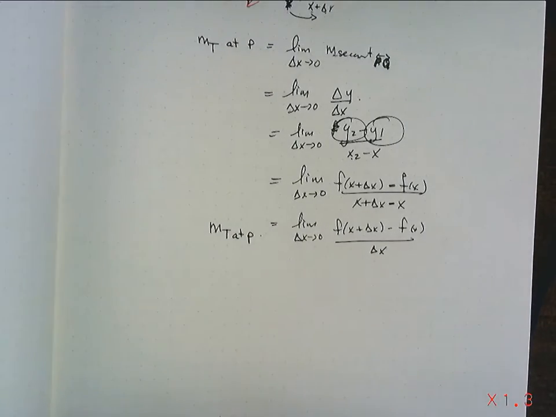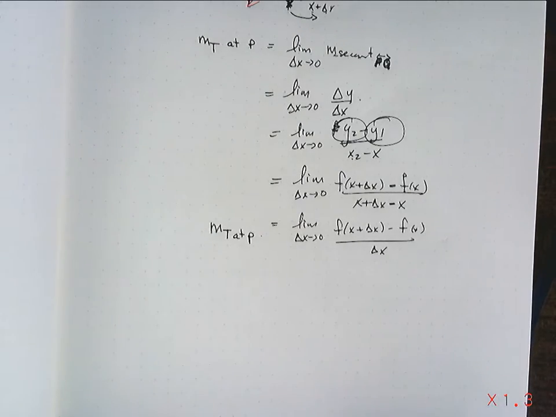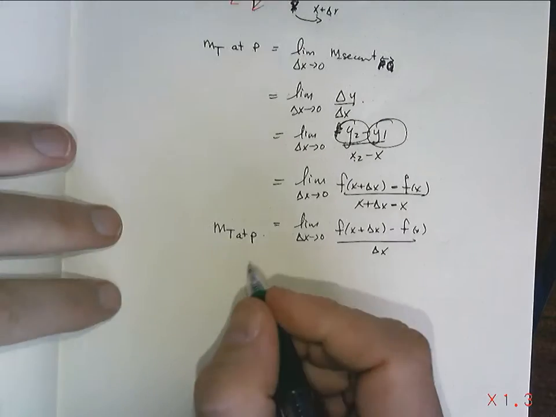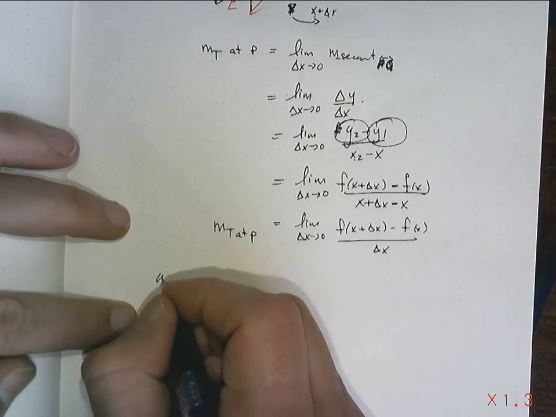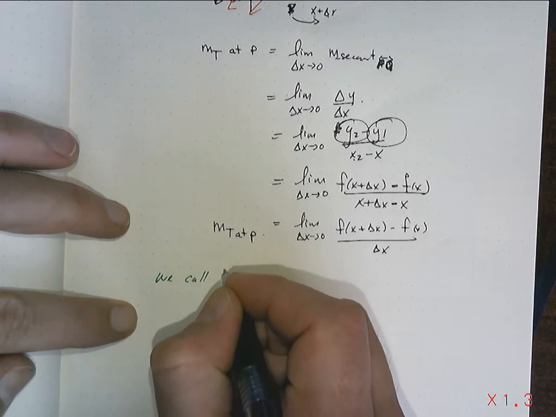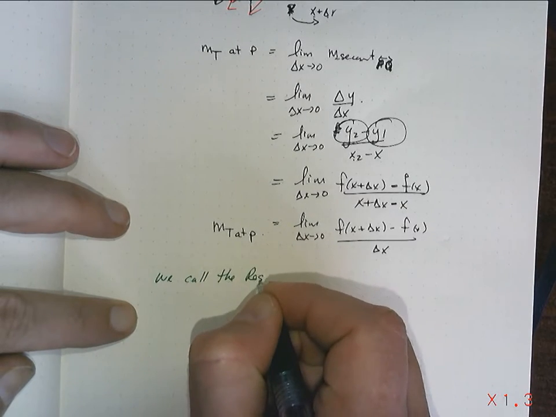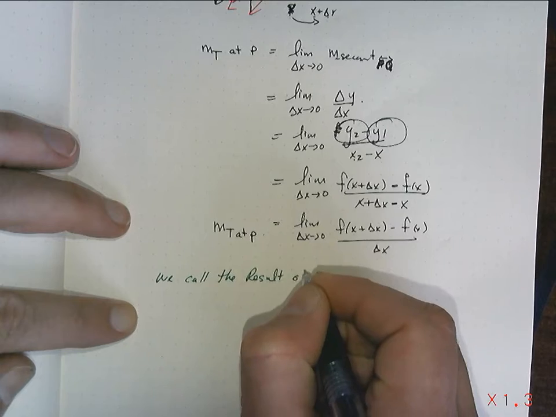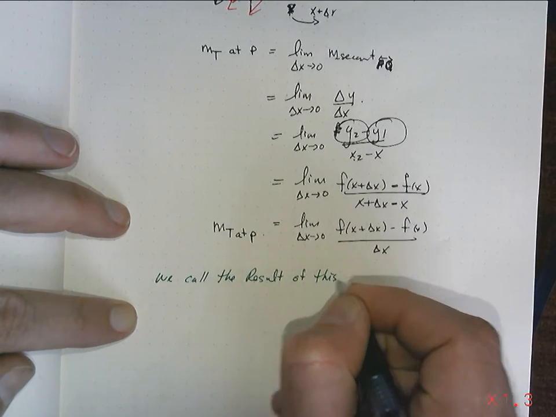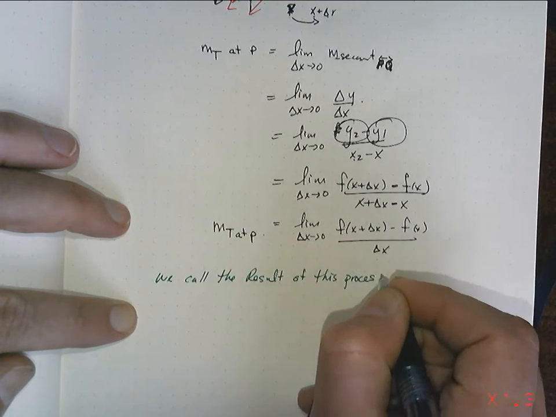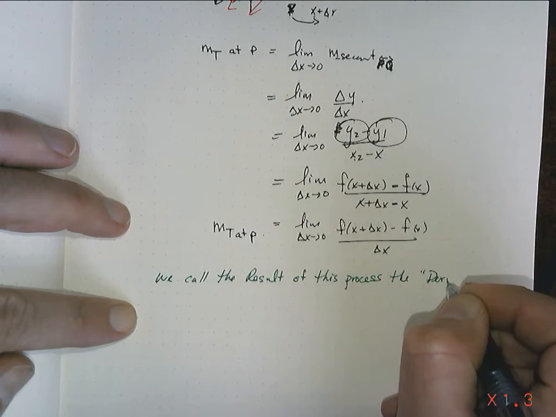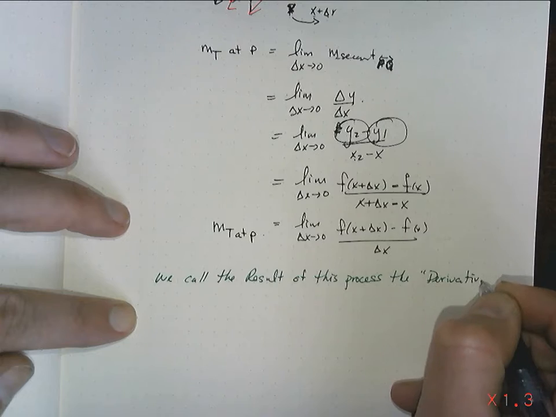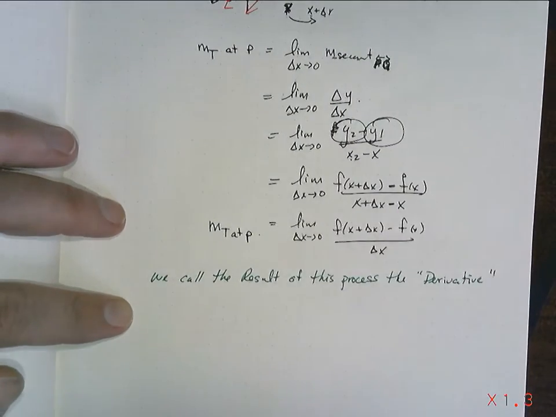Now, we use this concept so much that it has a special name. We call the result of this process the derivative. That's what a derivative is.